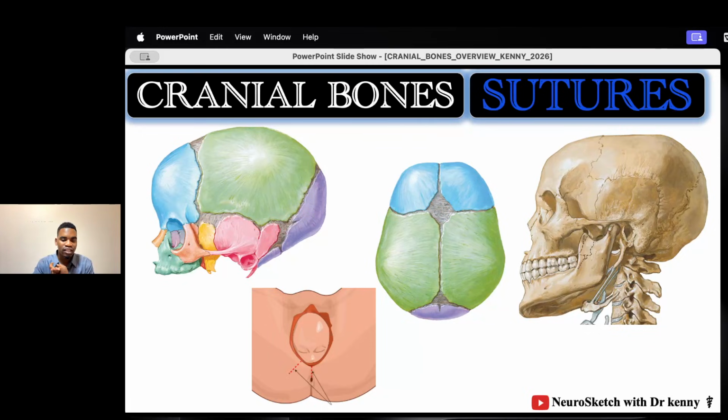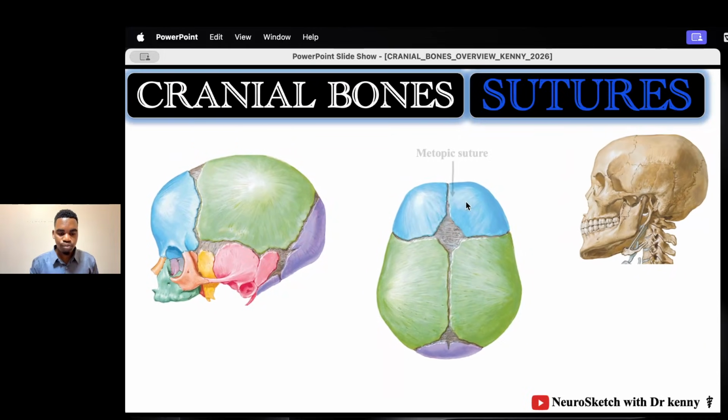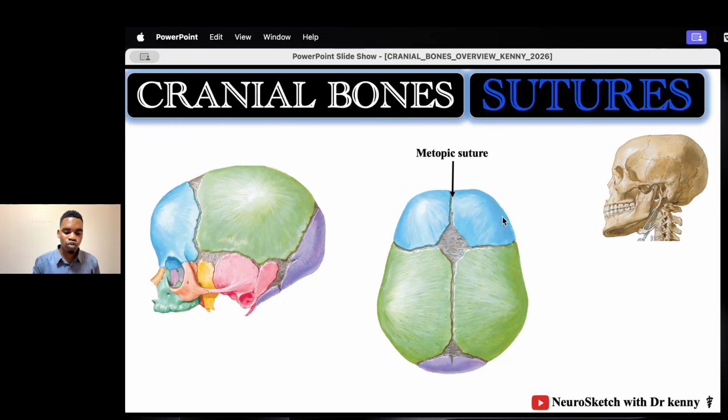So sutures in children have two main functions. Number 1 is passage through the birth canal, and number 2 is to allow rapid growth of the brain. Now, another important thing in the cranium, the skull of babies, is that they have 2 frontal bones. In adults, we have only 1 frontal bone, but in children we have 2 frontal bones, and these bones are connected by a suture here, which is called the metopic suture. The metopic suture is separating the 2 frontal bones.